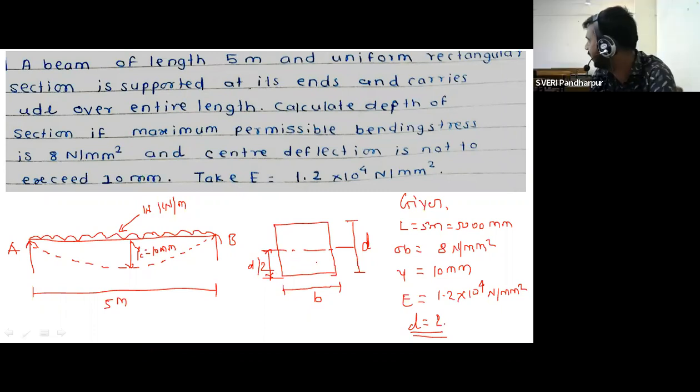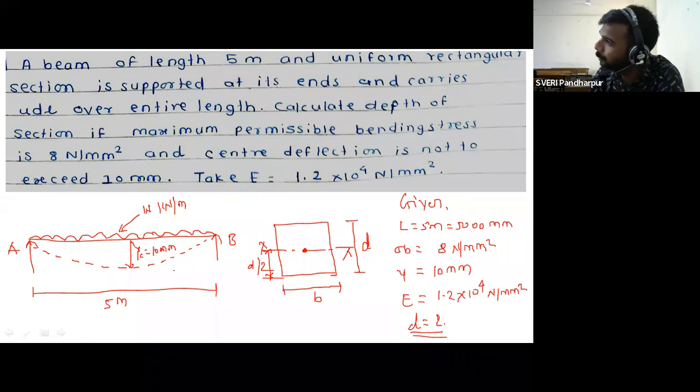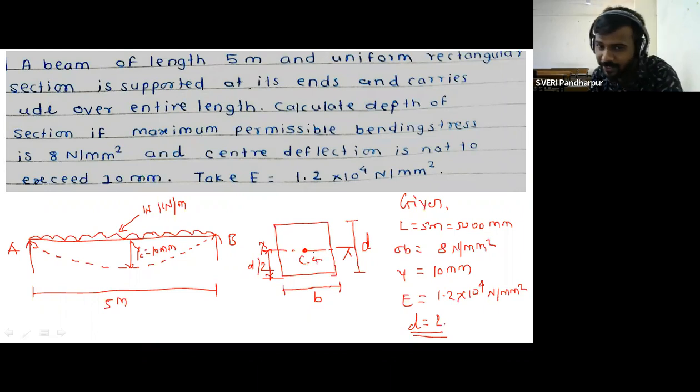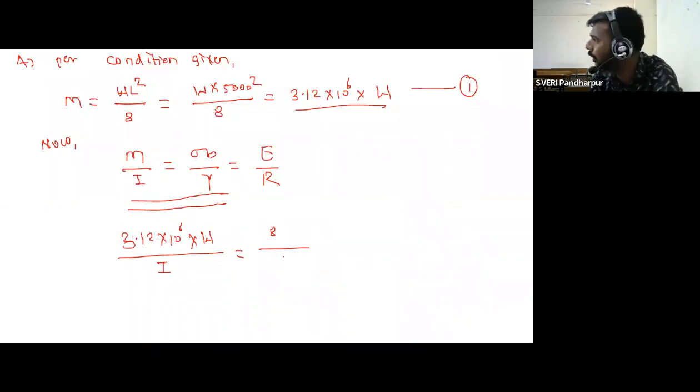This is a regular section. Is it an irregular shape? It is symmetrical about the x axis, so its CG is concentrated exactly at the center, therefore D by 2. Don't take this Y as 10 mm. The Y is shown as deflection and also as the CG point, but in bending stress this Y is your Y bar. So it is equal to D by 2. Correct?